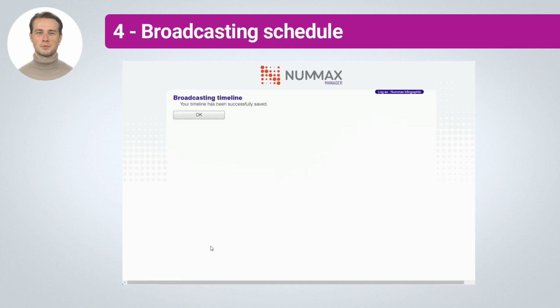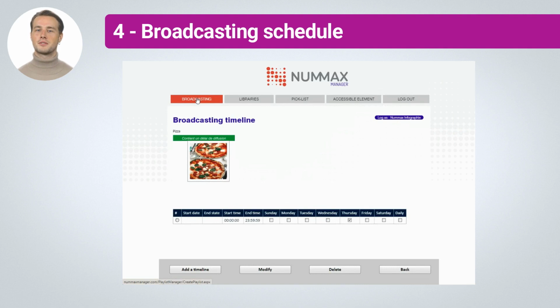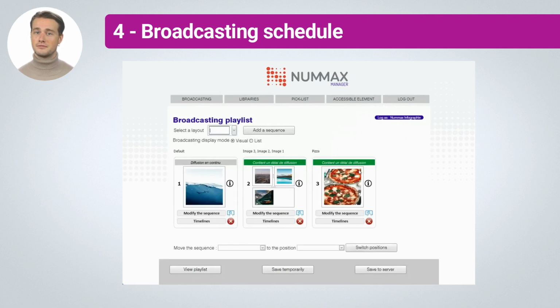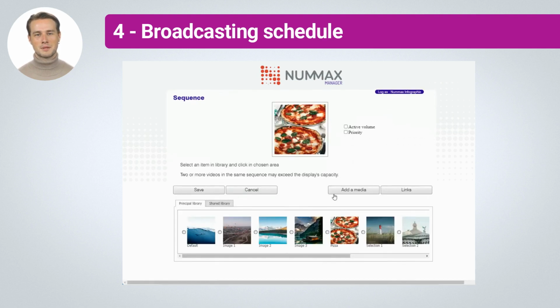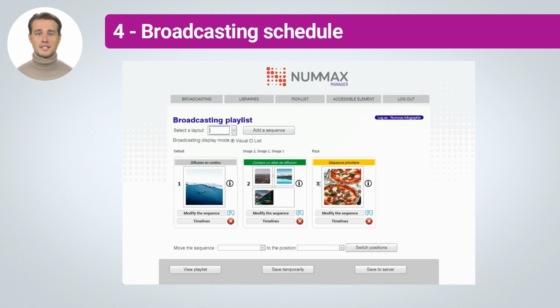Back in the broadcasting playlist, our sequence now displays with a green banner showing that the schedule is active. We now want it to be the only content displayed on Thursdays. Click on Modify Sequence and check Priority on the right, then Save. Priority sequences appear with a yellow banner. They will be the only content displayed in your kiosk according to their schedule.